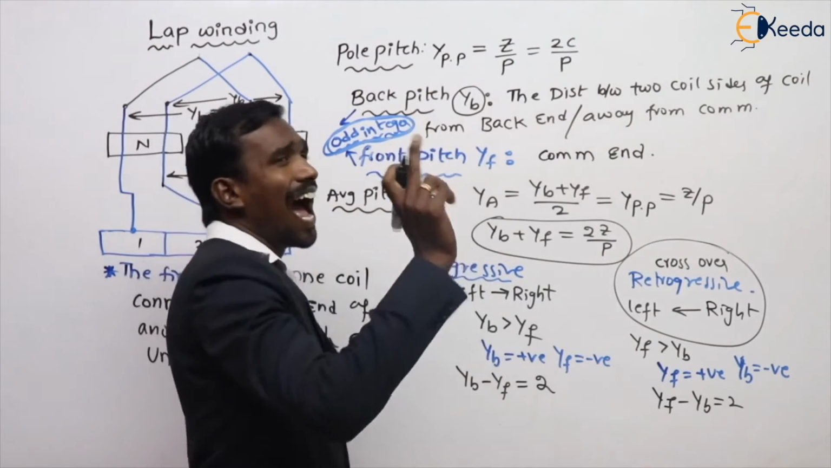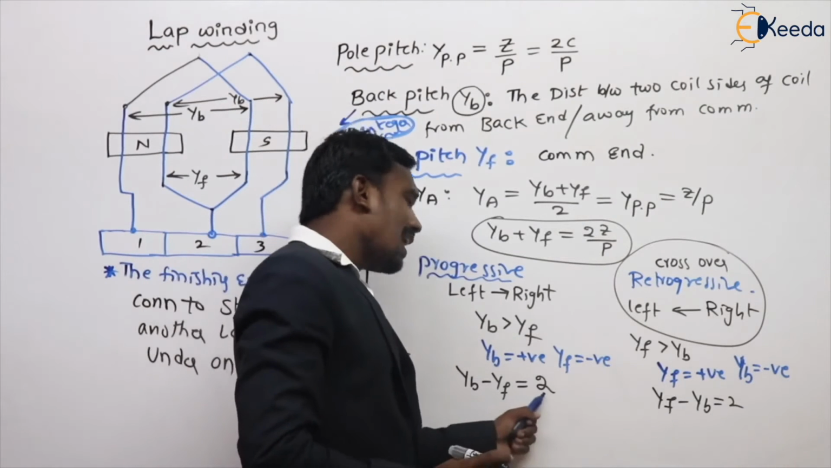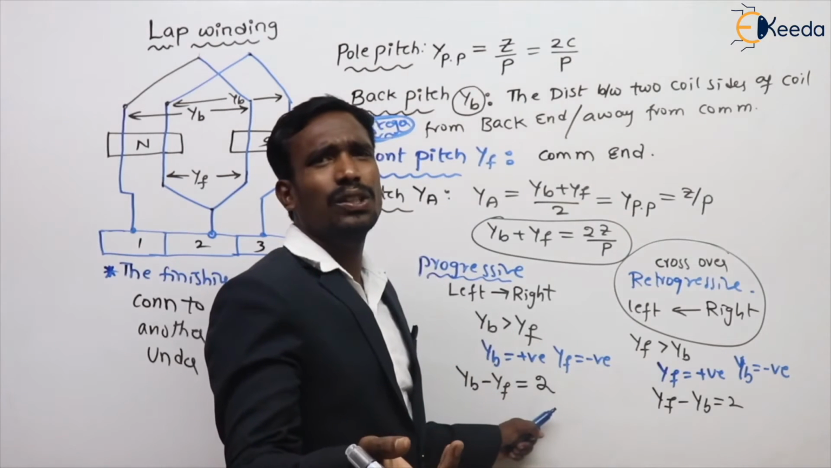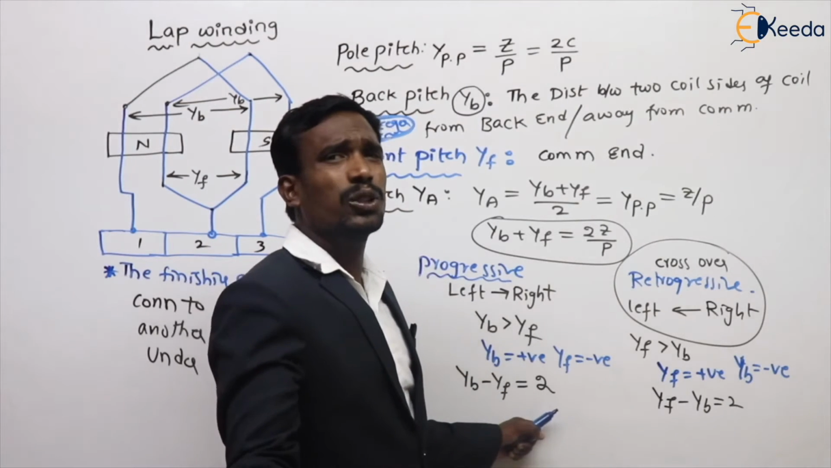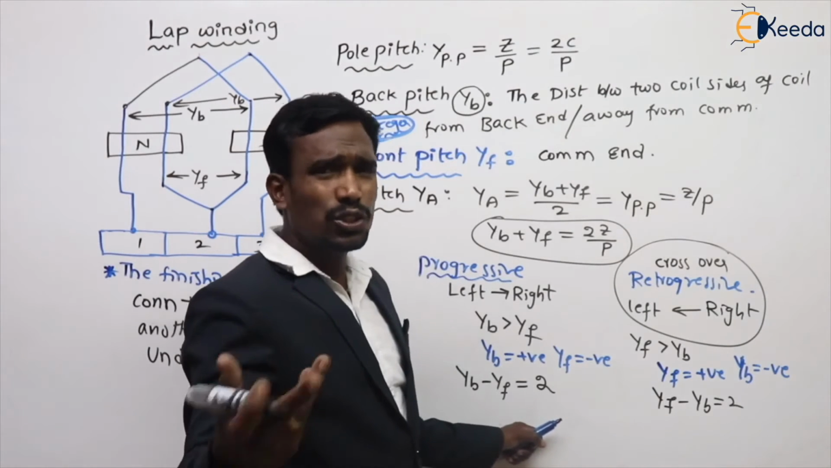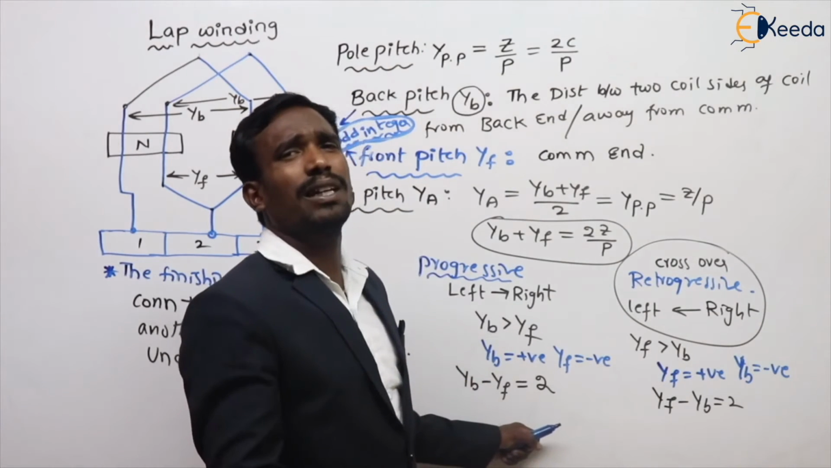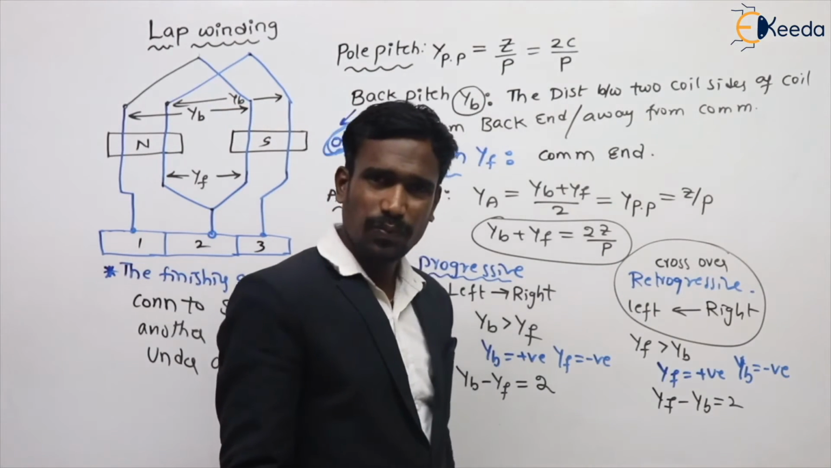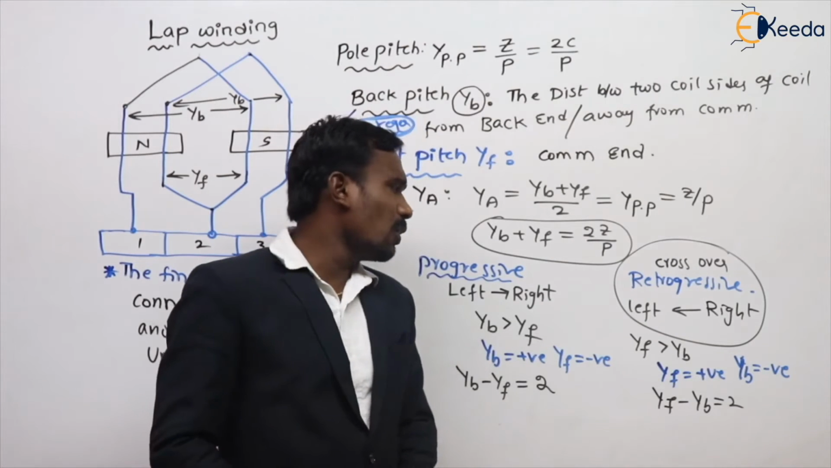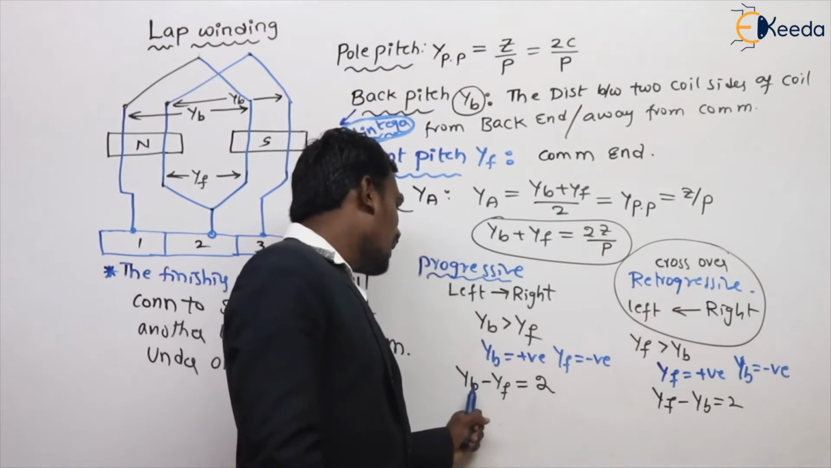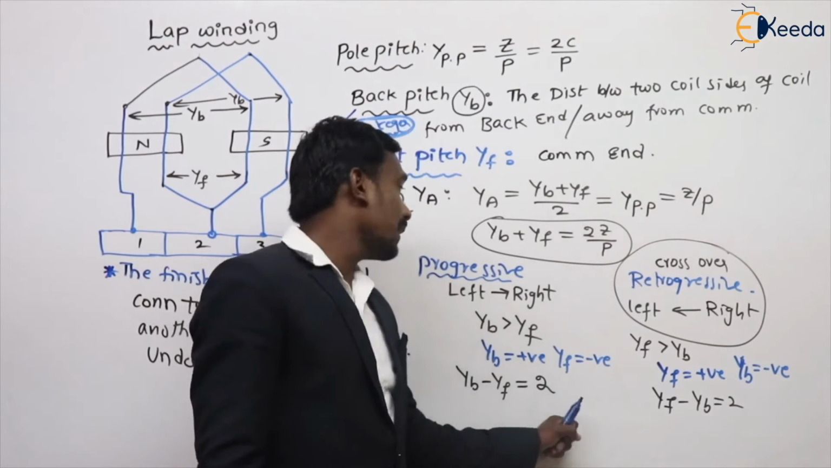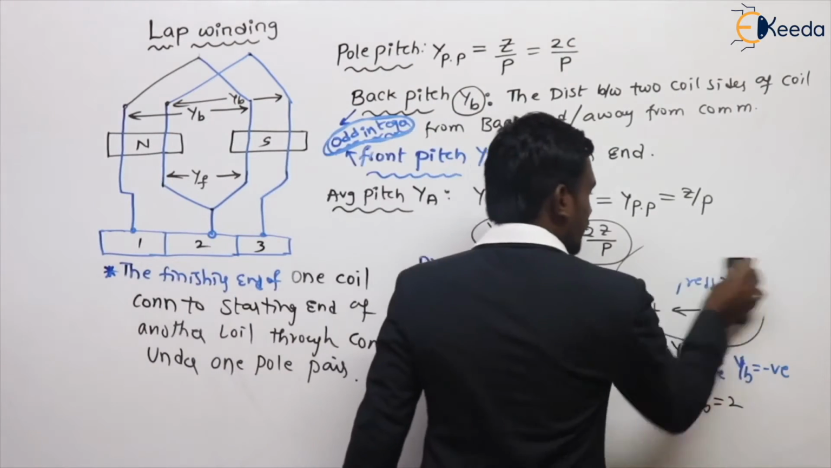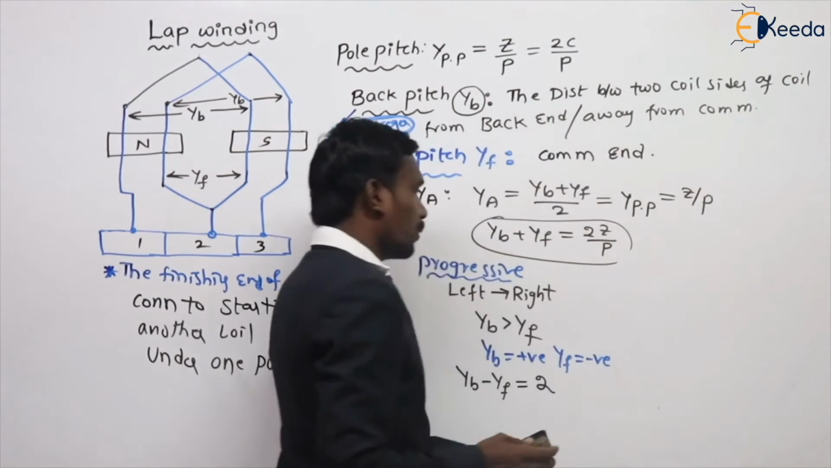When both are odd, what is the result here? Even. Yes or no? 9 minus 7, 2. 7 minus 5, 2. 5 minus 3, 2. 23 minus 21, the resultant is 2, like that. So, whatever I told you already, in the general case YB minus YF is equal to 2 because we are considering progressive winding. Retrogressive is not considered. Now, let's go for progressive.